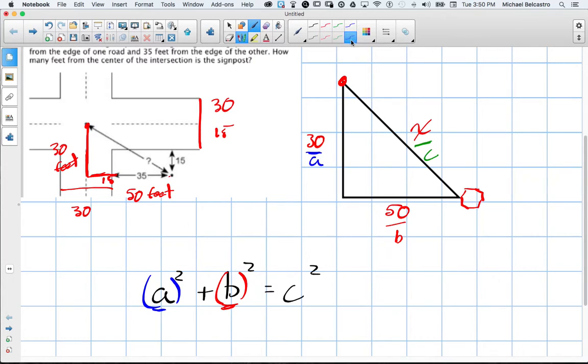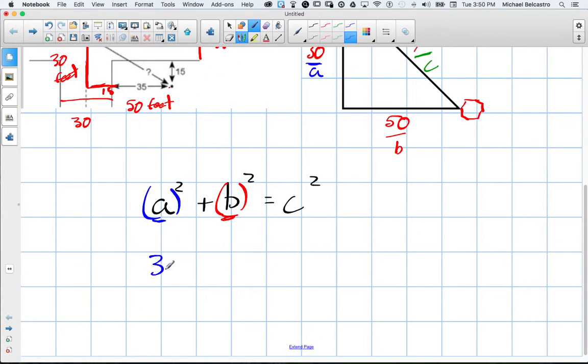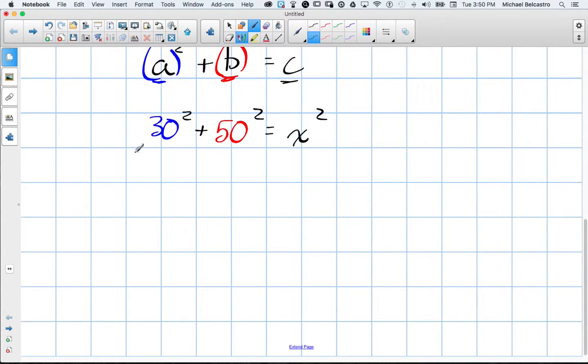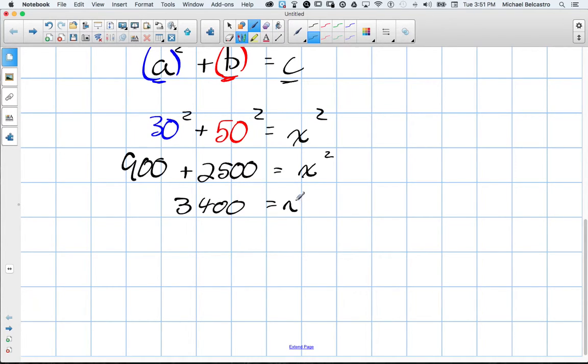So a is 30 squared plus our b is 50 squared is equal to, and we'll call this x squared. Okay, so we've replaced everything. We've even replaced the c with the value of x squared. And now this is simply just isolating for a value of x. So 30 squared will give us 900, plus 50 squared will give us 2,500, is equal to x squared. When we add those together, we should get 3,400, I believe, is equal to x squared.